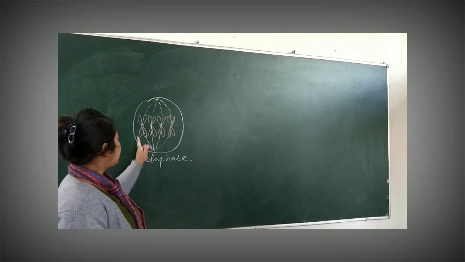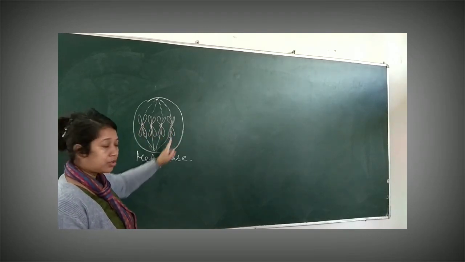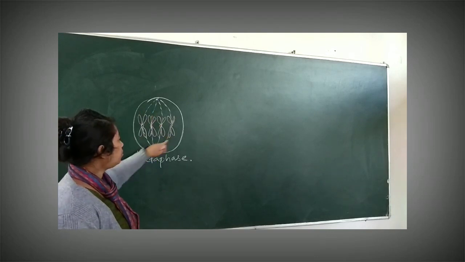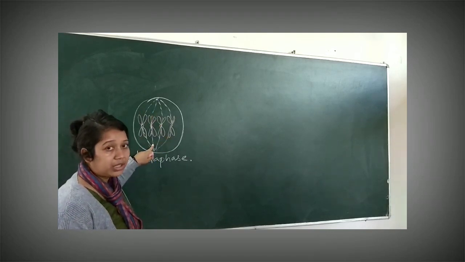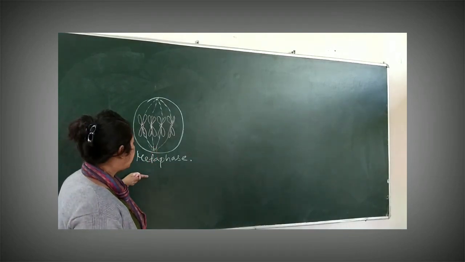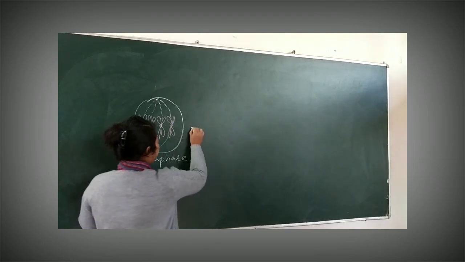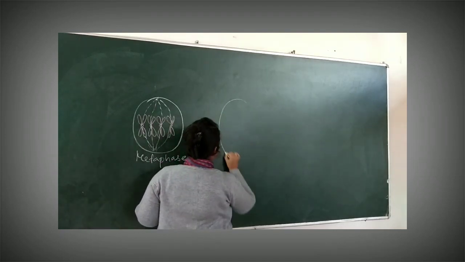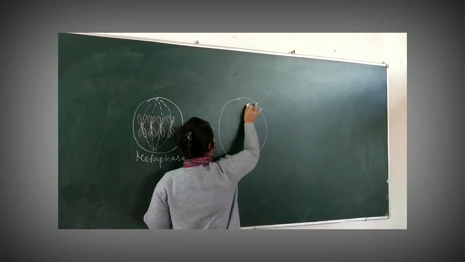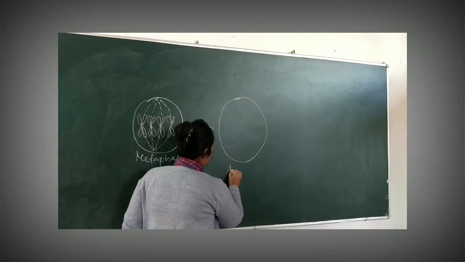So in metaphase, the chromosomes will come and lie in the equatorial plane. And there is no nuclear membrane or nucleolus; the nuclear membrane and the nucleolus will completely disappear. So this happens in metaphase 1. Metaphase 1 is followed by anaphase 1.